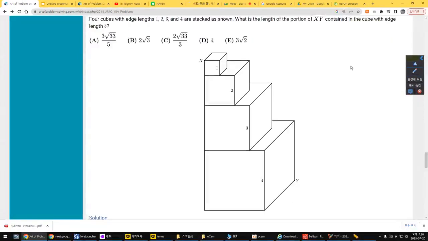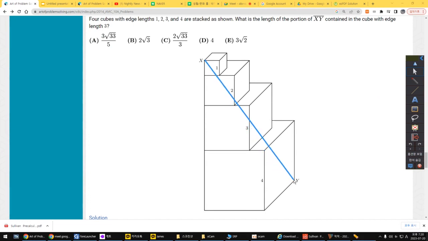And number 19. So we want to make this diagonal, and we want to find the portion of XY contained in the third cube, the side length 3. So the whole length of this XY is, this length is 10 and 4 and 4. So we can use the Pythagorean theorem.